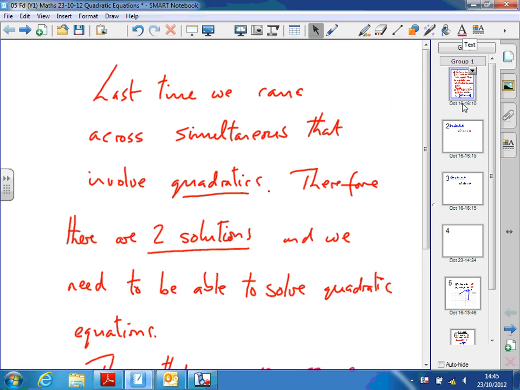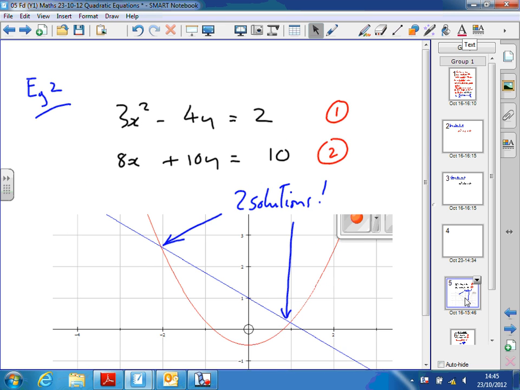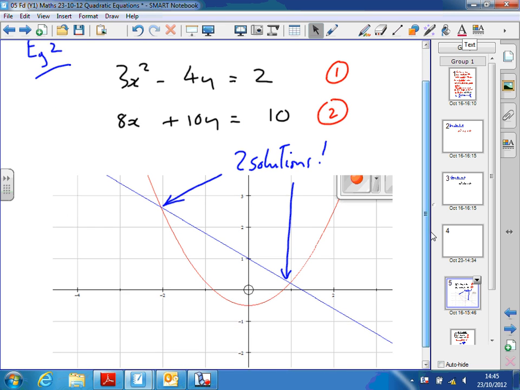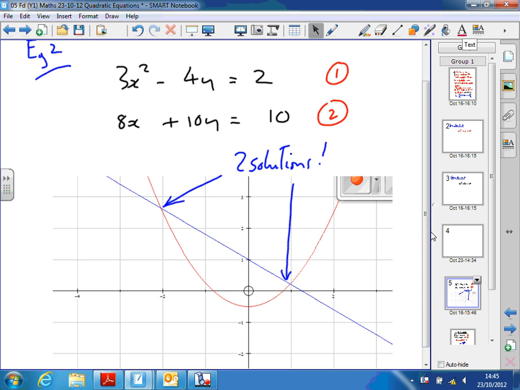So last time we looked at some simultaneous equations, if you remember, and we came across one that involved quadratics. And so that means there are two solutions. If we look back, we have this example, if you remember. We had two simultaneous equations, 1 and 2. And it turns out that because one of them has an x squared in it, that's what makes it a quadratic, and that there are two solutions.